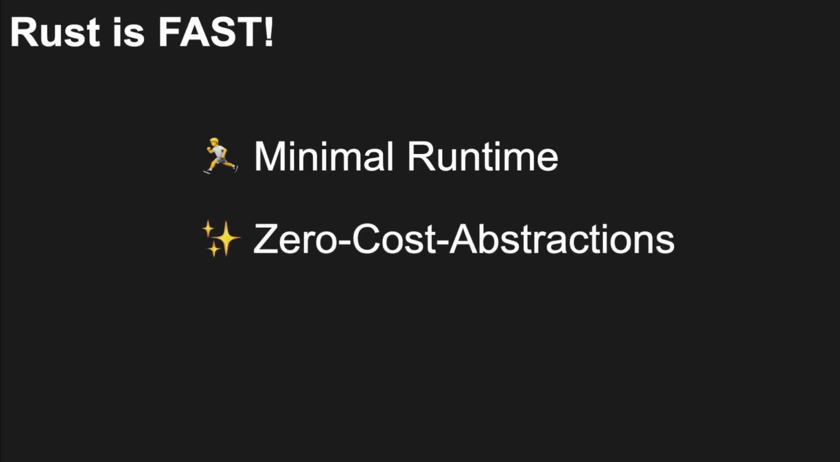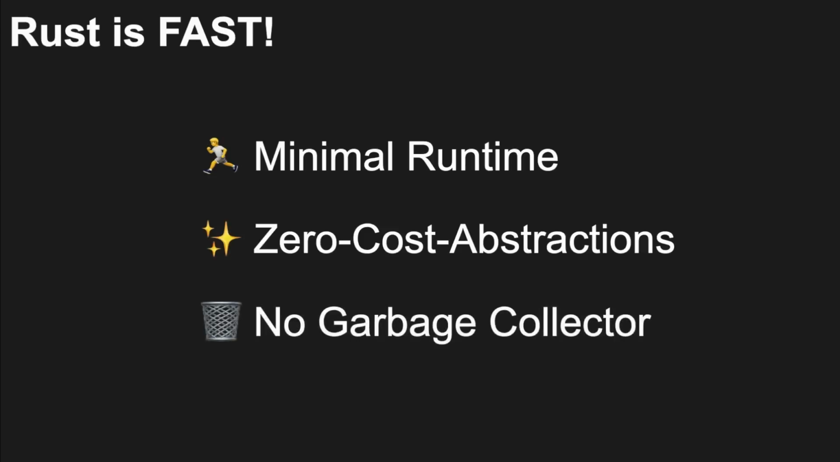Rust is fast. In fact, its performance is on par with C and C++. But what makes Rust fast? Rust has a minimal runtime, which means there isn't a bunch of extra code bundled with your program. Rust also provides zero-cost abstractions, meaning you get to use higher-level programming features like generics, iterators, and so on without incurring a runtime cost. Finally, Rust does not have a garbage collector, which means your programs will have predictable runtime performance.